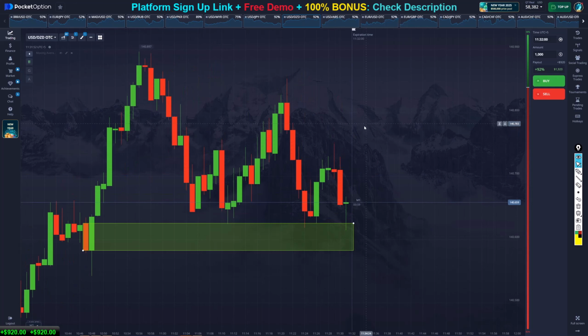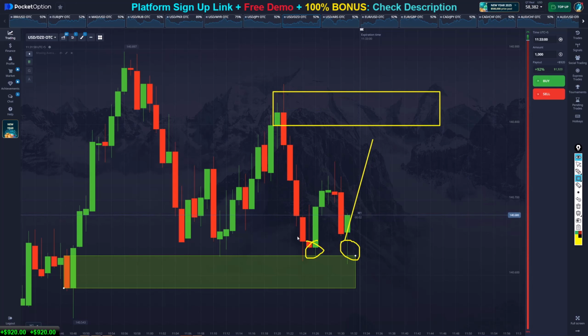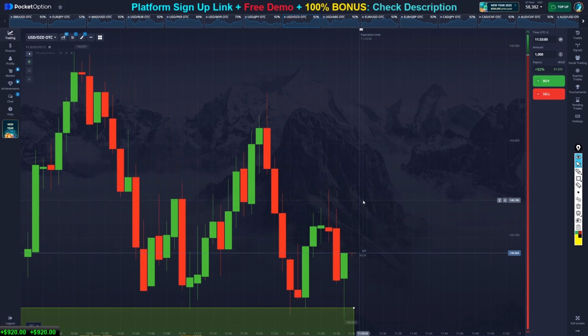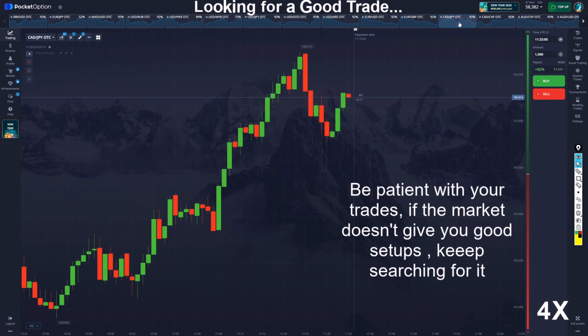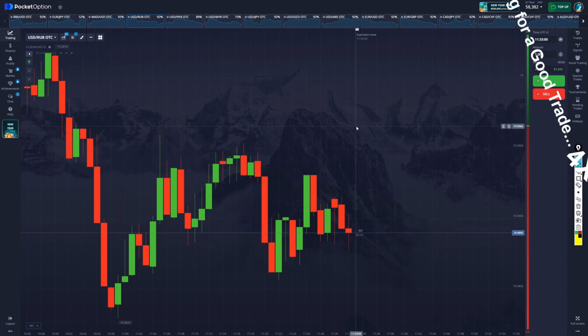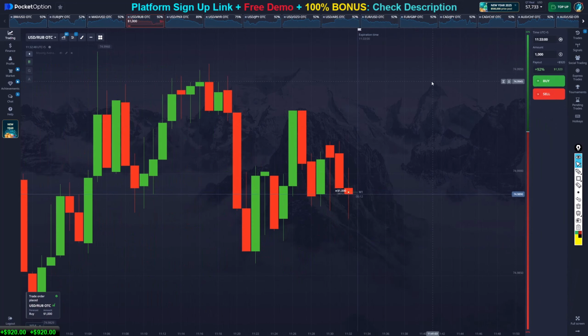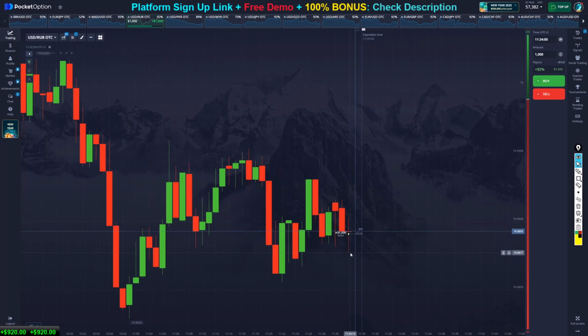So here, if we bounce back from double bottom right here, it will keep going up until this area. So if I have a buy setup, I will take it. For now, I don't see any buy setup. All right, I want to take this buy. 12 seconds remaining of this candle. Let's see how this will close.